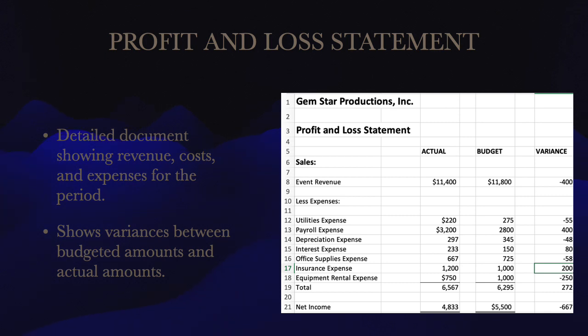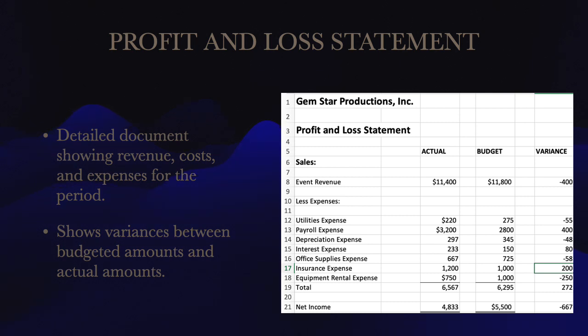Unfortunately, the opposite is true for our interest expense. We had only budgeted $150 to be used to pay our interest for the month, when it came out to be $233, which caused a variance of $80 that we did not expect to spend. The next item we have is our office supplies expense, or how much of our office supplies inventory that we had used. We thought we were going to use $725 worth, when in reality we only used $667 worth, which means we saved $58 and used less supplies than we originally anticipated.